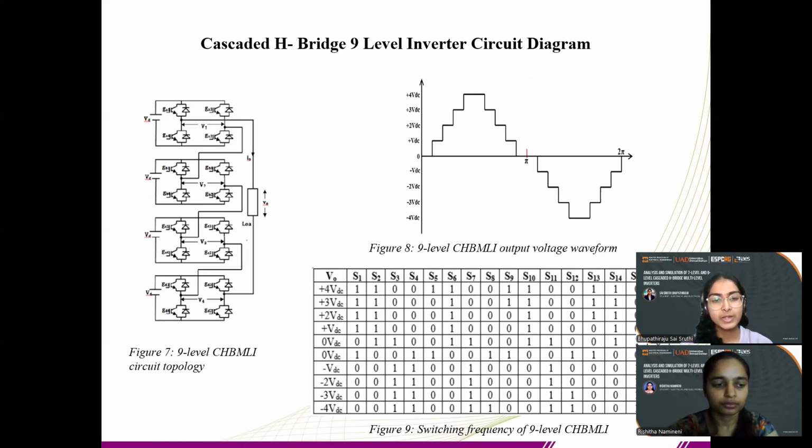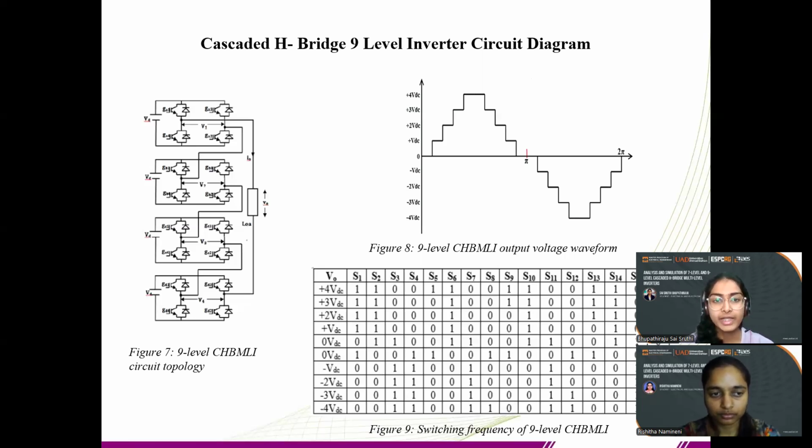So to begin with, let's look at the 9 level cascaded H bridge multi-level inverter configuration. In figure 7, we see this. We can also see that this system utilizes 4 H bridges, each comprising 4 switches, to generate different voltage levels. Similar to 7 level, here we are going to generate 4 positive, 4 negative, and 1 zero level. This setup significantly improves the waveform quality by reducing harmonic content, which in turn minimizes noise and distortion. Additionally, it offers reduced switching losses and enhanced efficiency.